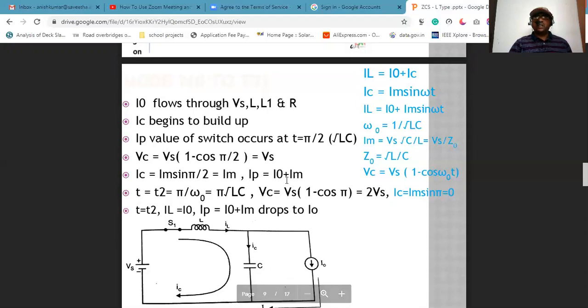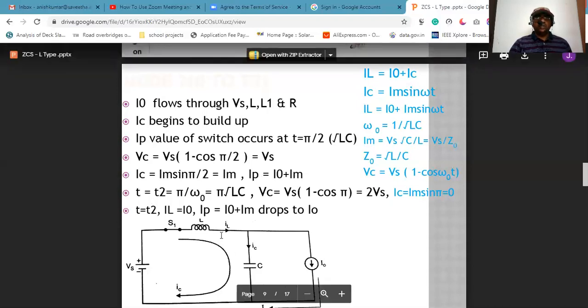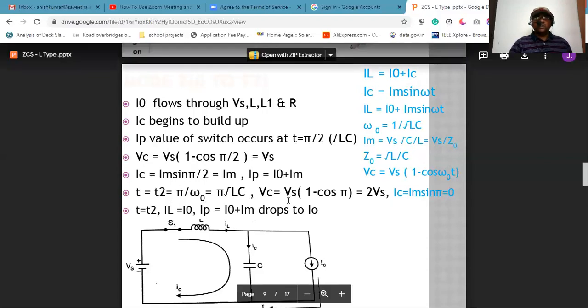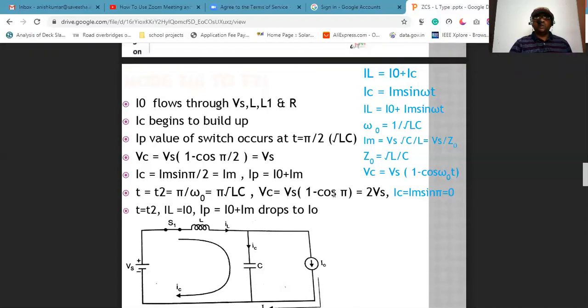So the peak current is I naught plus Im. Next, at t is equal to T by 2, that means at the end of mode 2, that is 180 degrees. So 180 degrees divided by omega, where omega is 1 by root LC. Substitute in this formula. So you will get Vc is equal to Vs into 1 minus cos pi. Cos pi is nothing but minus 1. 1 minus minus 1 you will get 2. So you get 2 Vs. So now at 180 degrees the capacitor voltage is 2 Vs.